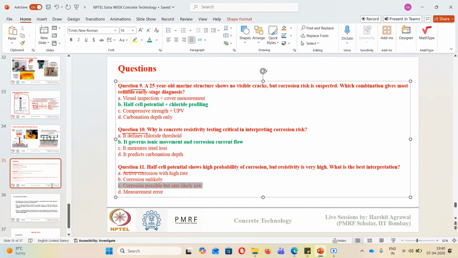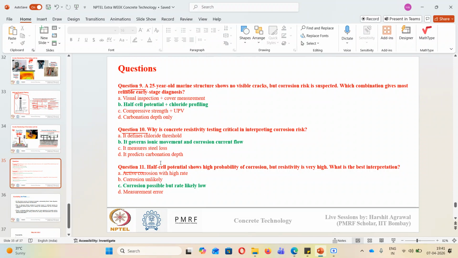Yes, the correct answer is C. Corrosion is possible because potential is in the higher probability range, but the rate will be low. Why? Because concrete has high resistivity. So the movement of ions through concrete cover, or the diffusion of oxygen or moisture through concrete cover, will be slow. So the rate of cathodic reaction will be slow, and overall rate of corrosion will be slow. Although corrosion is possible, the rate will be pretty slow because of high resistivity of concrete.